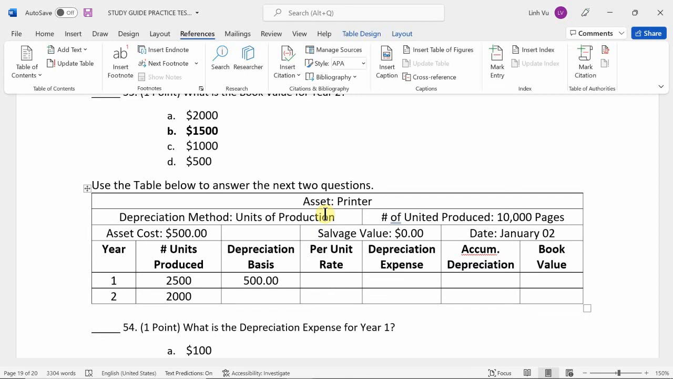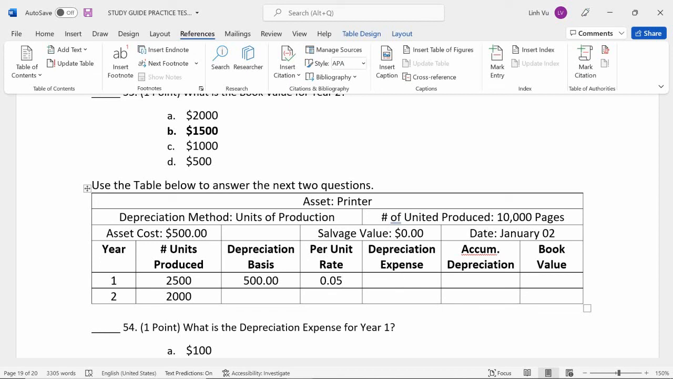Because what we're determining here is how much it is going to cost me per unit. Right. So in this case, per page. How much is it going to cost me per page? I got 0.05. Good. It's going to cost me 5 cents per page.